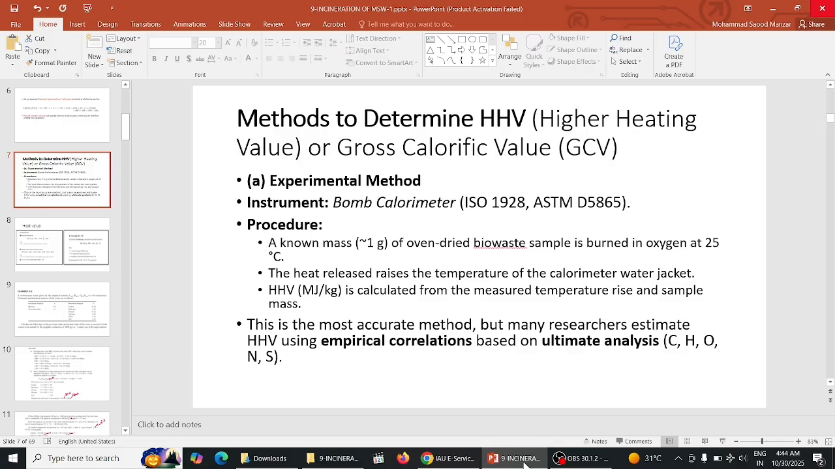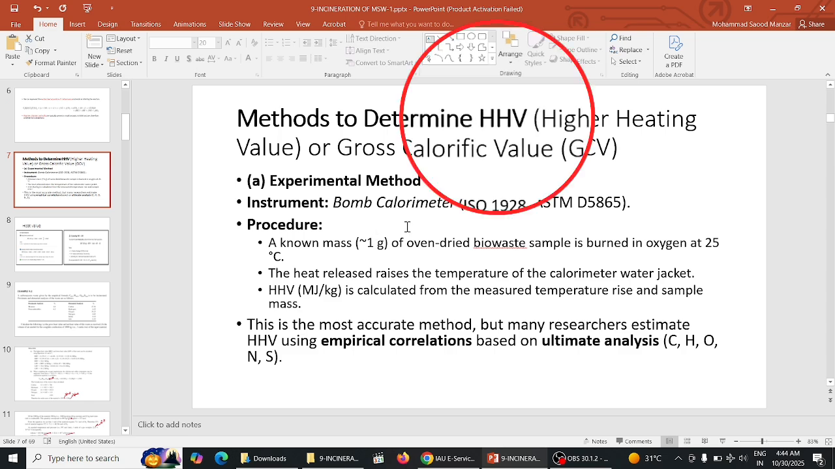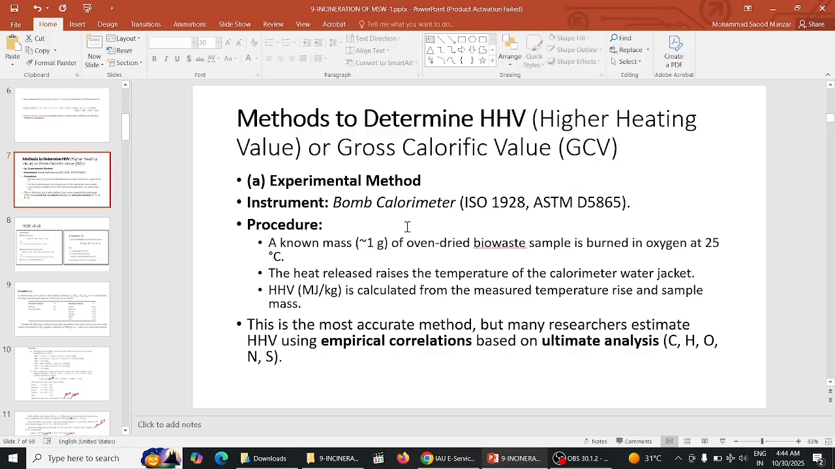Okay, so first of all, let us understand the terms higher heating value and lower heating value of a biowaste. The higher heating value of a biowaste is also called gross calorific value, and this is the total energy released during the complete combustion, including the latent heat of condensation of the water vapor produced.